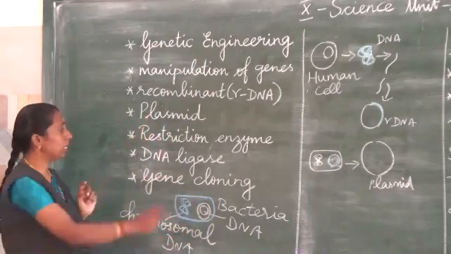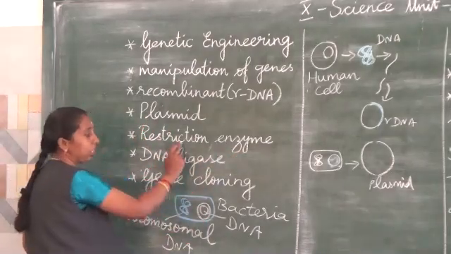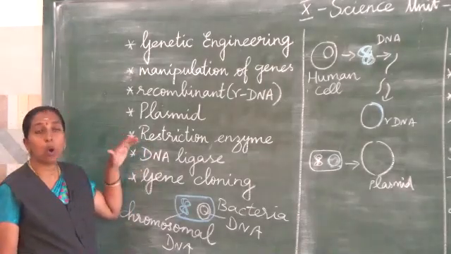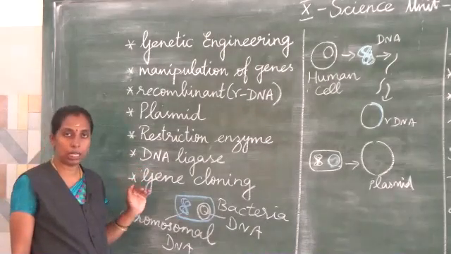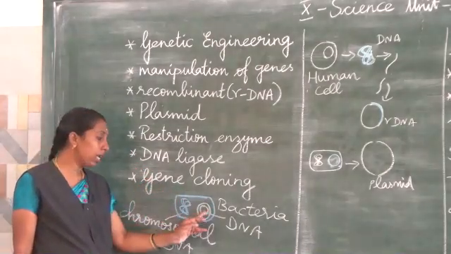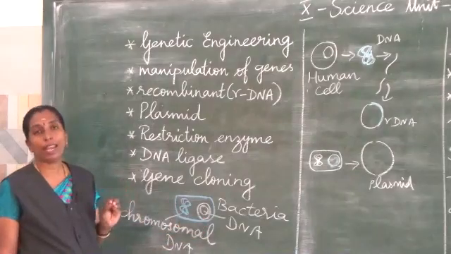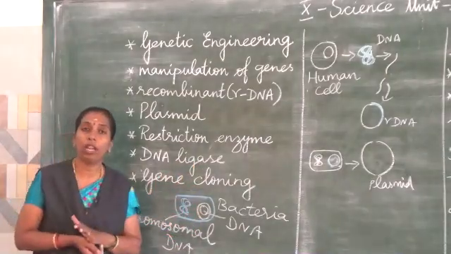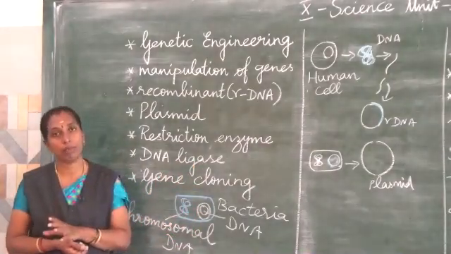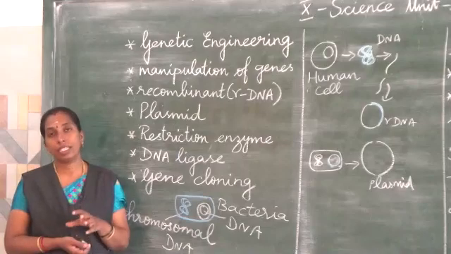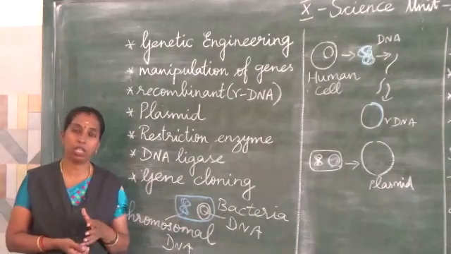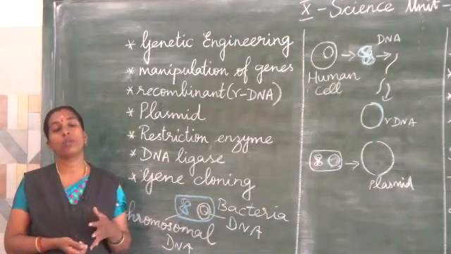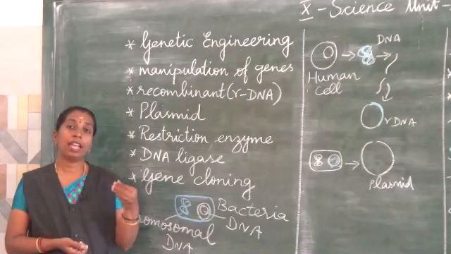Next one is restriction enzyme, the restriction endonuclease enzyme. This enzyme is also called a molecular scissor, and it is used to cut the DNA fragments. Without enzymes, we cannot have all this genetic engineering and gene cloning. So first we shall see what are enzymes. Enzymes are proteinaceous substances which act as biocatalysts. Biocatalyst means which will enhance the reaction.